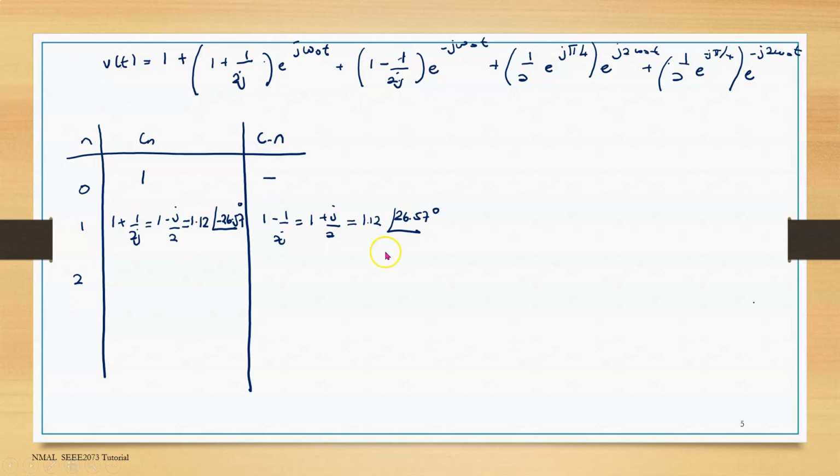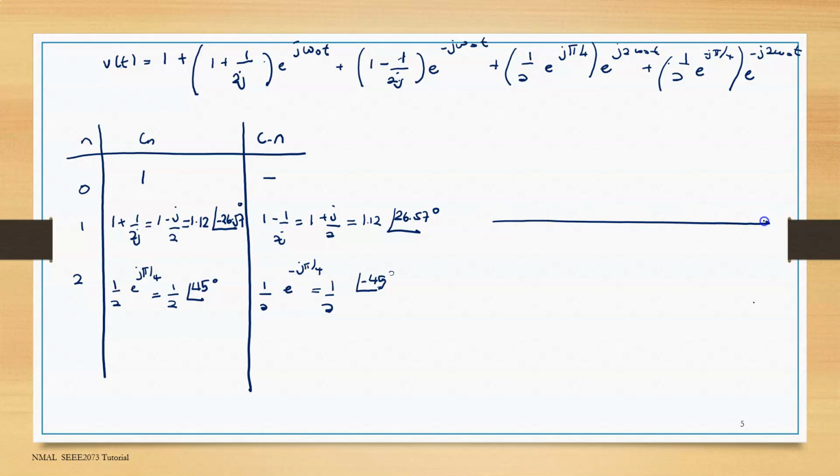26.57 degrees. For n equal to 2, you take from here, this one is 1 over 2 exponent j pi over 4, which is also equal to 1 over 2. Pi over 4 is 180 divided by 4, which is 45 degrees. And for negative 2, it's 1 over 2 exponent negative j pi over 4, so it becomes 1 over 2 at negative 45 degrees. From here, you can plot the spectrum for the magnitude and also for the phase.